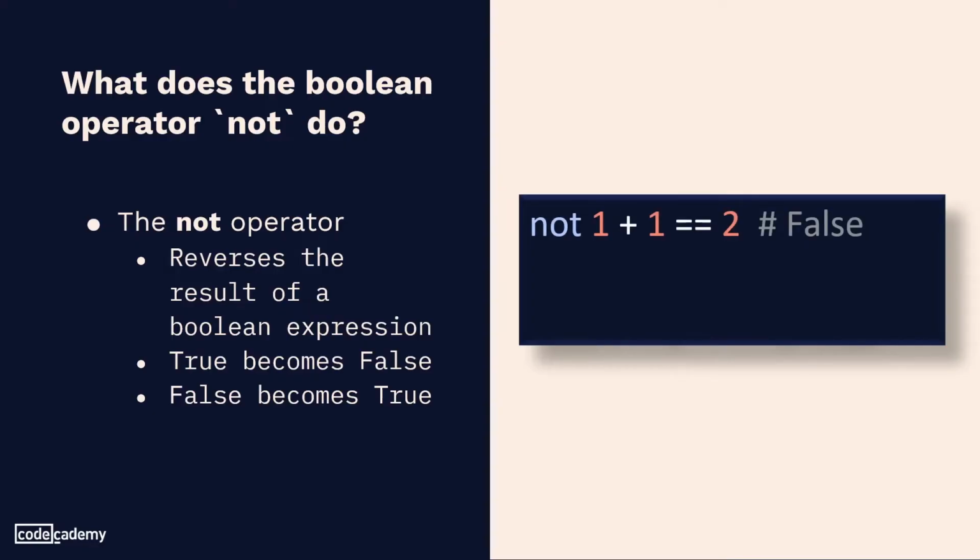First, we have not 1 plus 1 equals 2. Since the Boolean expression on the right side would normally be true, the not operator flips this, and the whole expression returns false. Next, we have not 7 is less than 0. The expression on the right side would normally be false, but the not operator flips the result to be true. Great! Now let's go through the instructions for this exercise.